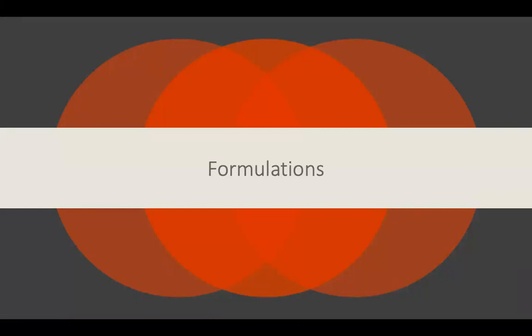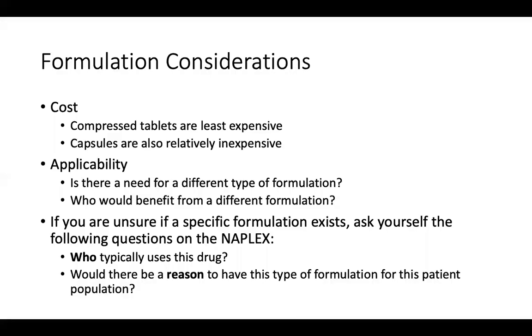So now we're going to move into formulations. Okay. For formulation considerations, cost is always a big deal. Compressed tablets are the least expensive, but capsules are also relatively inexpensive. We also want to think about applicability. Is there a need for a different type of formulation, and who would benefit from a different formulation? There needs to be a benefit to the patient for the higher cost formulations to make it worth it.